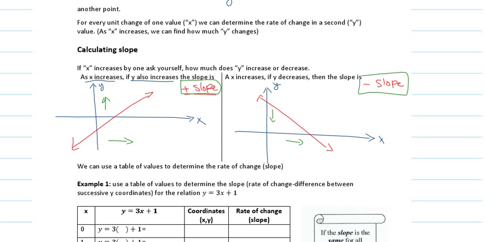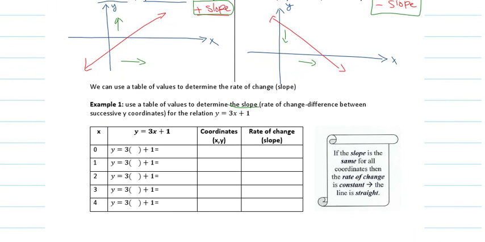Okay, so we're going to use the table of values to determine the slope, which is the rate of change, the difference between the successive y coordinates for the relation 3x plus 1. I just have a question for you guys. Looking at the equation, tell me what the slope is. The slope is 3. Remember, we talked about it when we did the table of values, and we found out after we drew it that your slope is the same thing as your coefficient of the x.